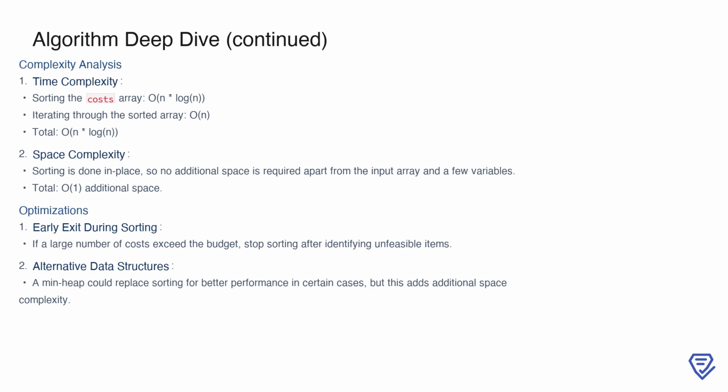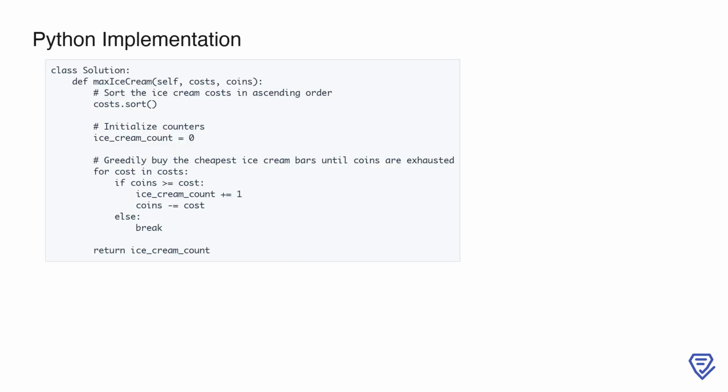For optimizations, one potential improvement involves stopping the sorting early if a significant number of costs exceed the budget, as these items are irrelevant. Alternatively, a min-heap data structure could replace sorting to prioritize the cheapest items dynamically, but this would increase space complexity. Overall, the algorithm balances simplicity and efficiency, making it well-suited to solve the problem within the given constraints. This solution uses a greedy algorithm to solve the problem of maximizing the number of ice cream bars that can be purchased within a given budget.